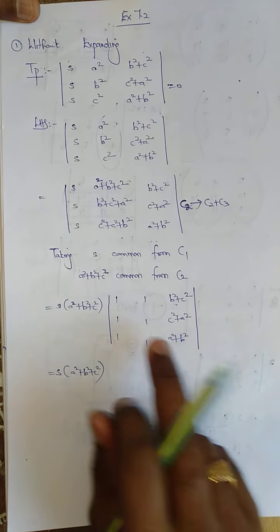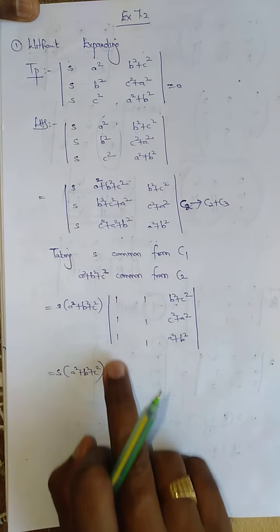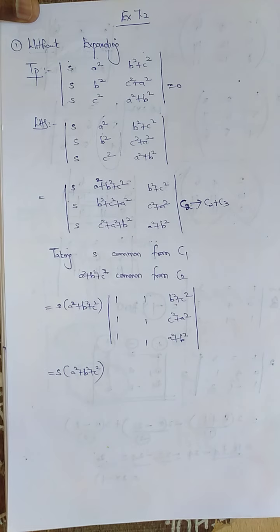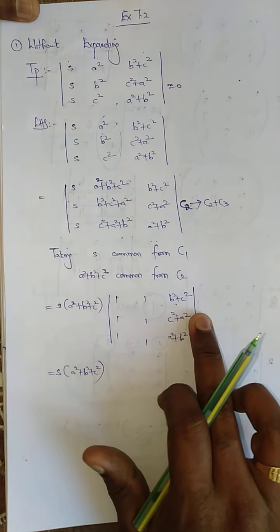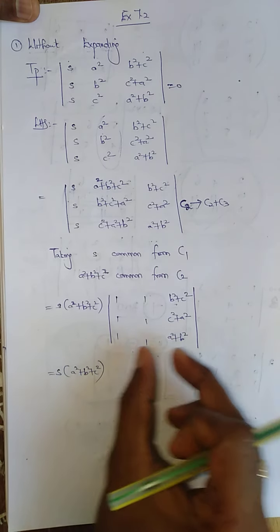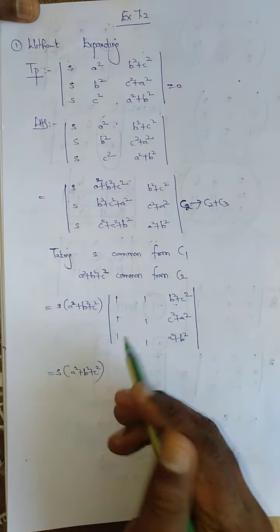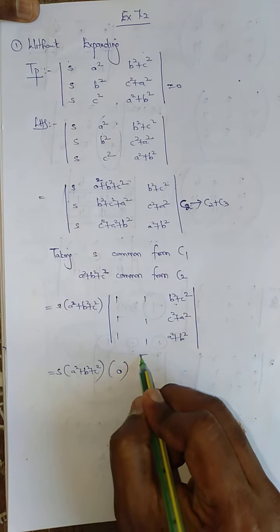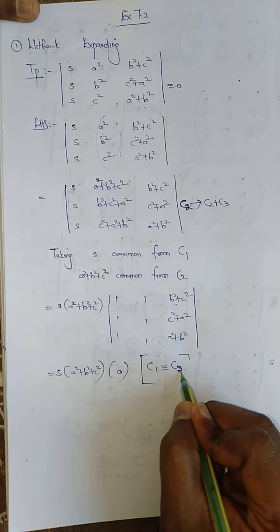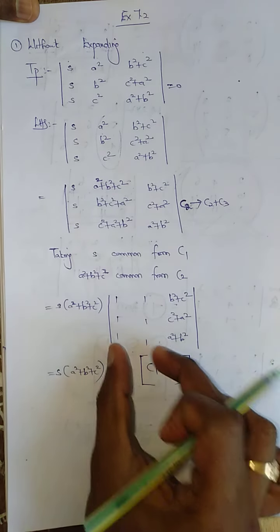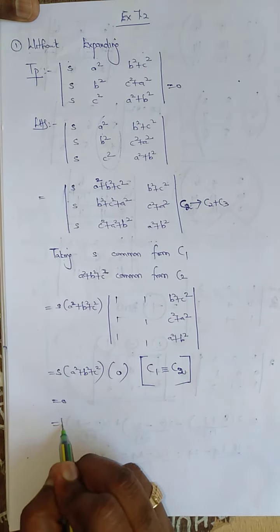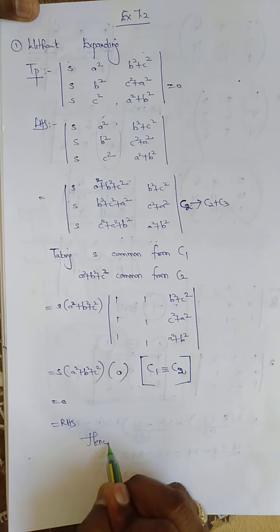We have studied one property: if any two rows or any two columns are the same or equal, then the determinant value will be 0. So put 0. Why are we putting 0? Because C1 is identical to C2; C1 and C2 are the same. So totally 0, and anything times 0 is 0. This is equal to the RHS. Hence proved. We have easily proved this sum.